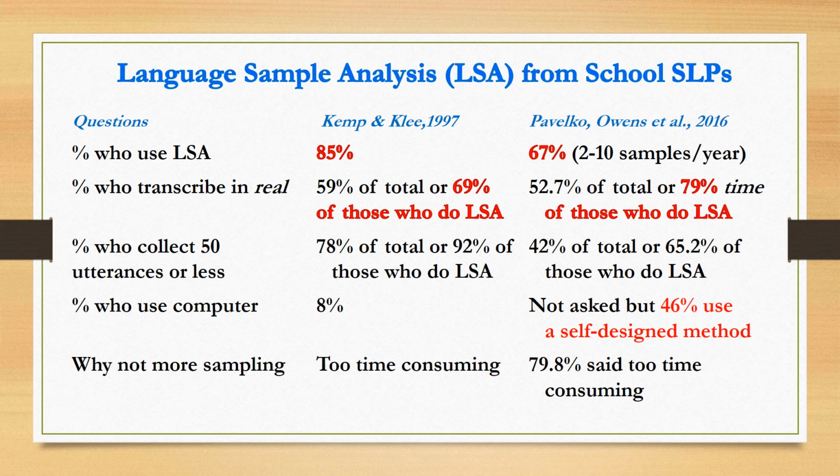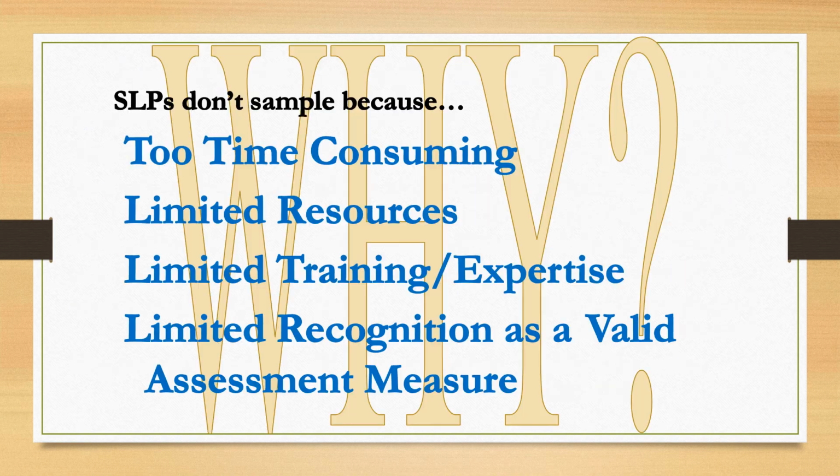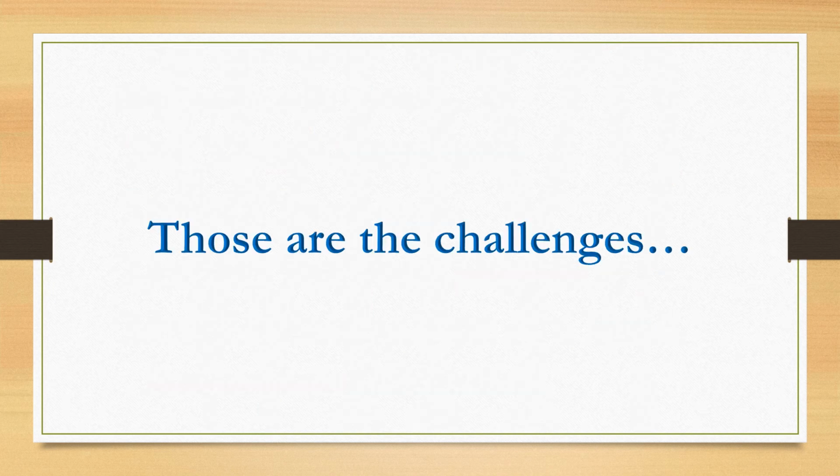And the same reasons were reported for why not. Both surveys found the most frequently reported reason for not using language sampling was because language sampling is too time-consuming. So again, SLPs are not sampling because they think it's too time-consuming, or they have limited resources, limited training, or they think language sampling has limited recognition as a valid assessment measure. So now that we really understand the challenges to using language sampling, we hope that the SUGAR method might help to address some of those barriers.